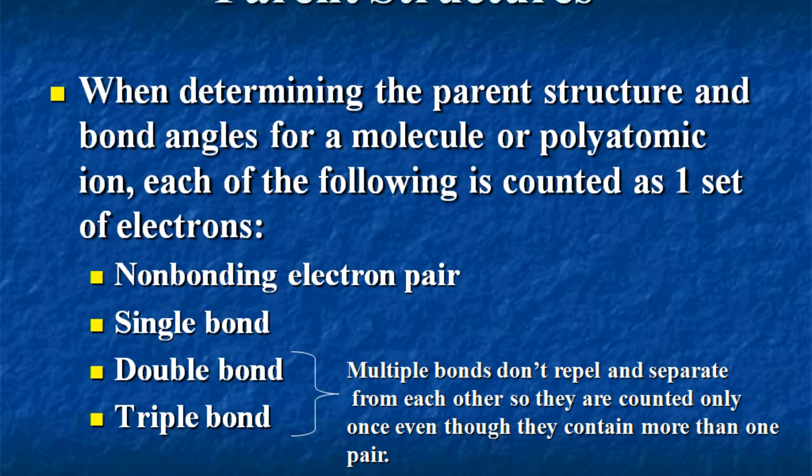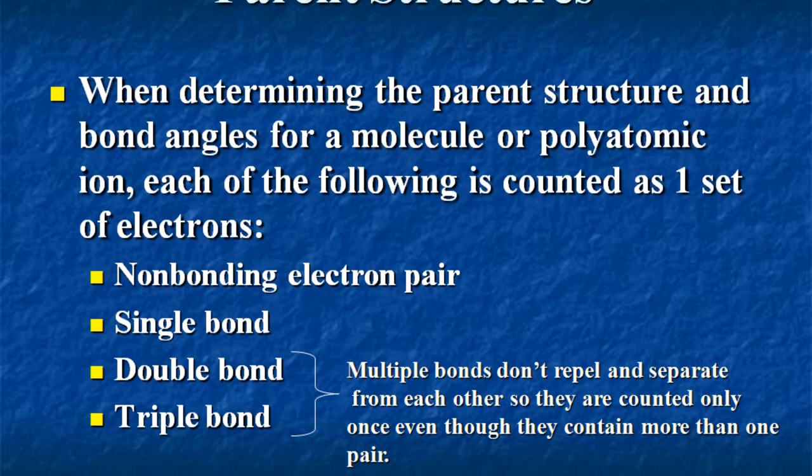Now there are rules for counting electron sets. Every non-bonding pair is counted as 1. Every single bond is counted as 1. A double bond and a triple bond are also counted as 1. Because multiple bonds, even though they have more than 2 electrons, stay together, we count them as 1 unit.